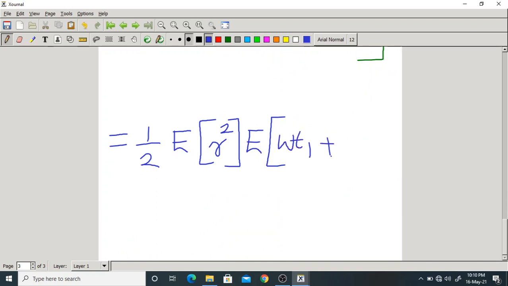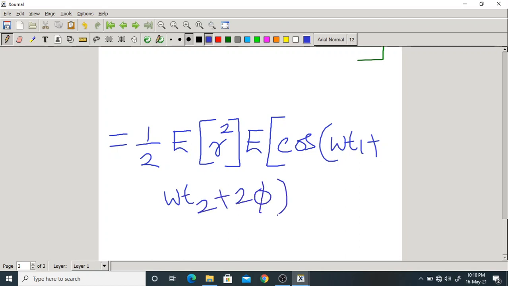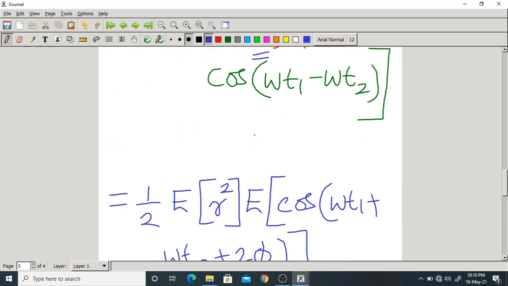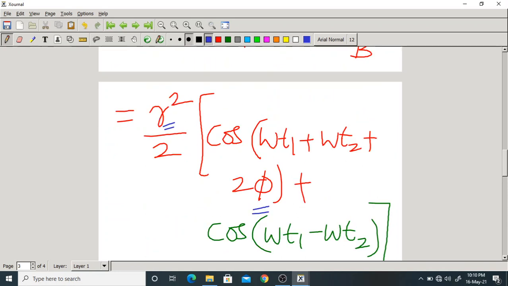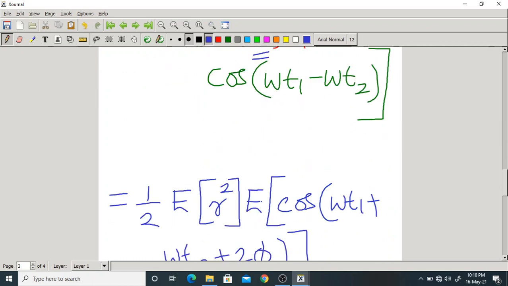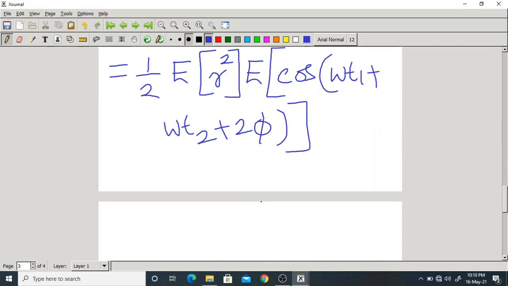I am writing separately because they happen to be independent. Cos(omega t1 plus omega t2 plus 2 phi). This is one quantity. Is it okay? I am applying expectation to this expression, but here we have two random variables r and phi. They happen to be independent. So that's why I am writing separately.